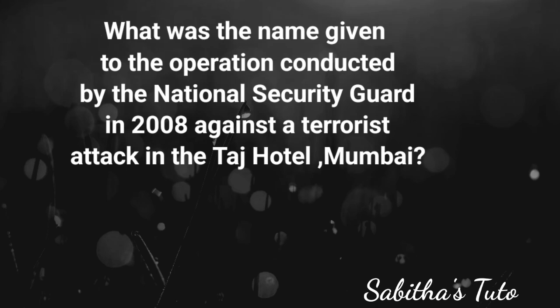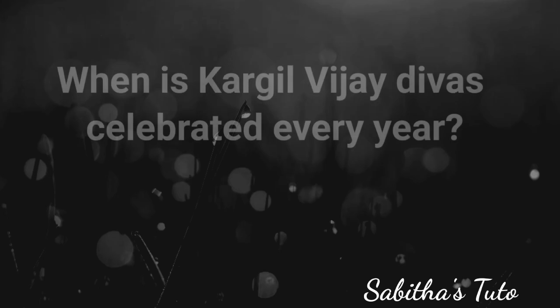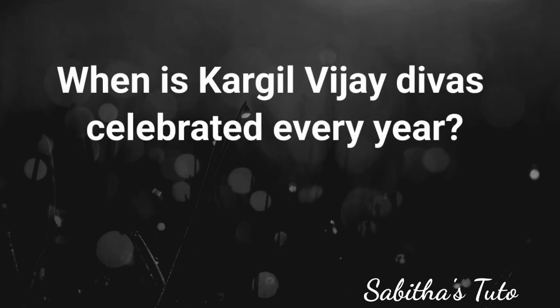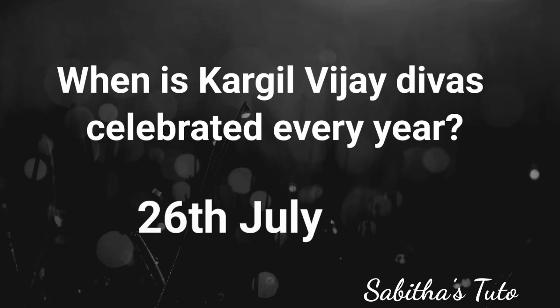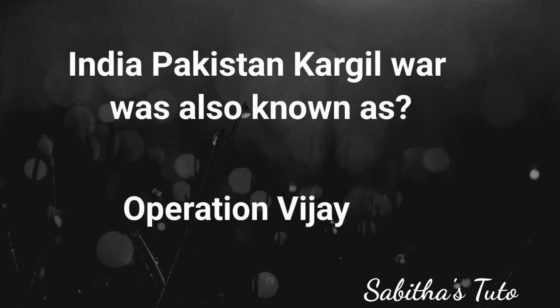What was the name given to the operation conducted by the National Security Guard in 2008 against a terrorist attack in the Taj Hotel, Mumbai? Operation Black Tornado. When is Kargil Vijay Divas celebrated every year? 26 July. The India-Pakistan Kargil War was also known as? Operation Vijay.